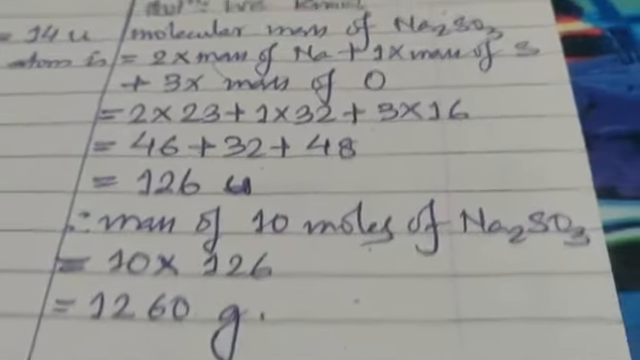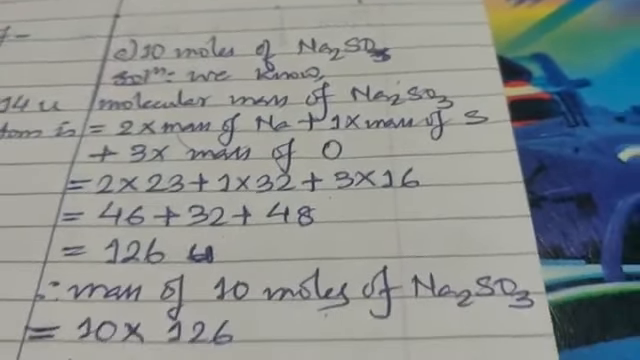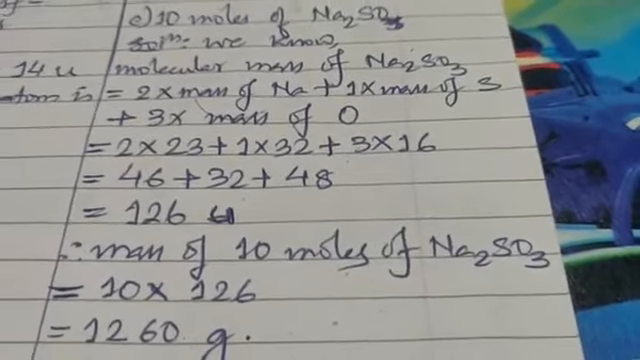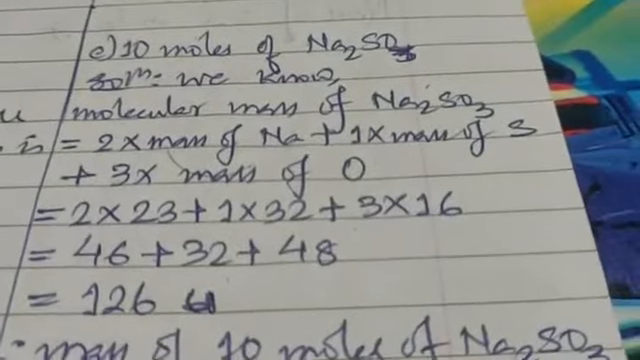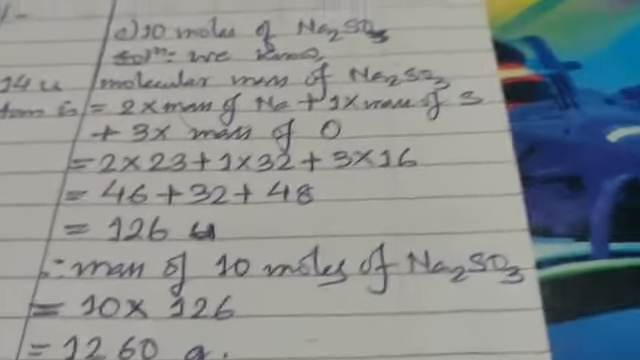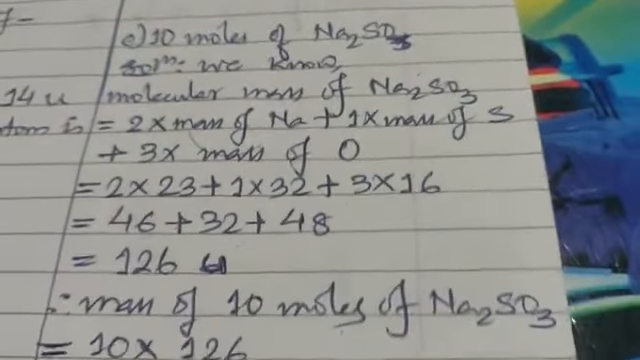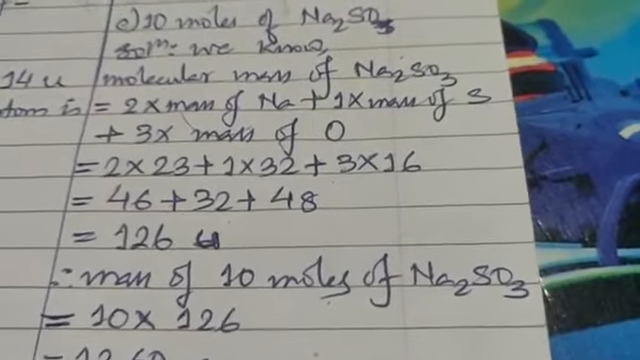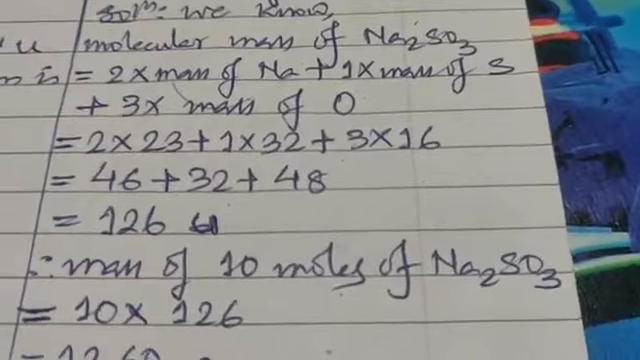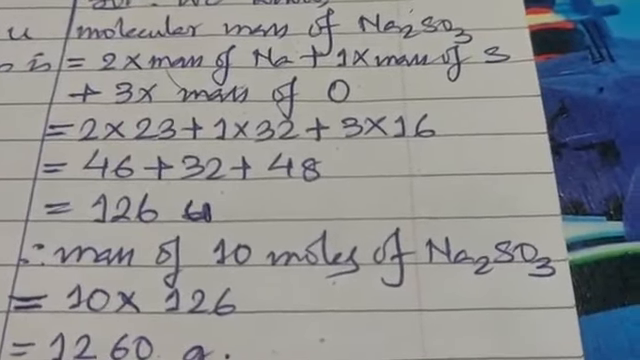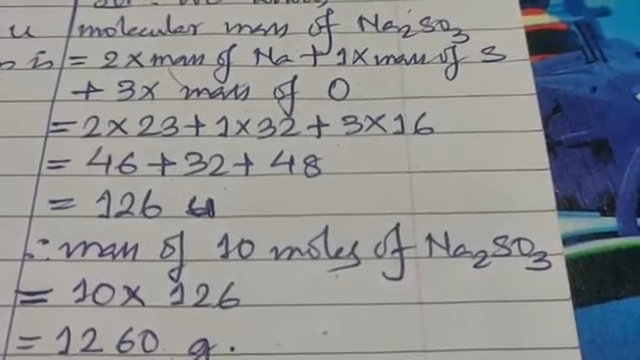Alright, so what were they asking? They were asking for 10 moles of sodium sulfite, but until that step, until 126 u, we did not find it for 10 moles. We are just finding it for 1 mole. So at the end, what do we have to write? Therefore, the mass of 10 moles of sodium sulfite. So we have to focus on the 10 moles. So 10 into what is 1 mole of sodium sulfite equal to?